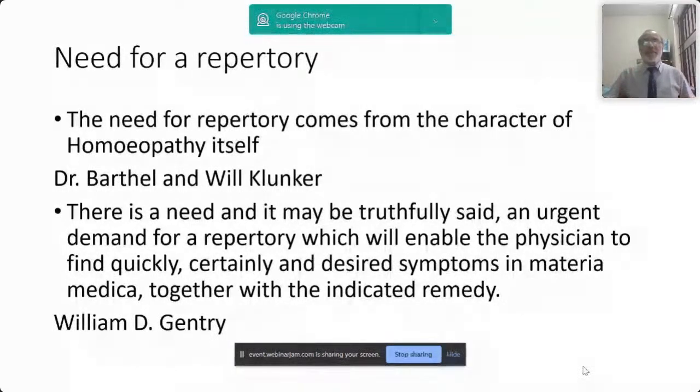There is a need. This is Gentry's statement. There is a need, and it may be truthfully said, an urgent demand for a repertory which will enable the physician to find quickly and certainly any desired symptom in materia medica together with the indicated remedy.